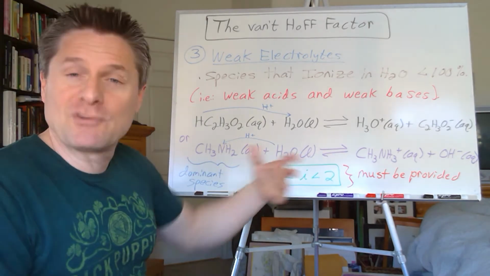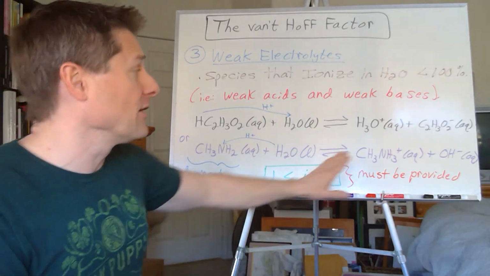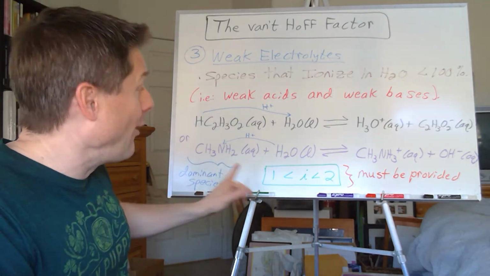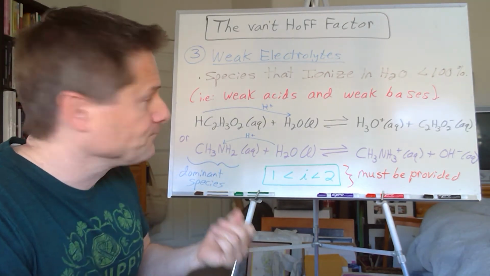So again, that happens to probably less than 5% extent, so you're going to have some of these cations, some of those anions, and the majority of these molecules less. So i will be greater than 1.